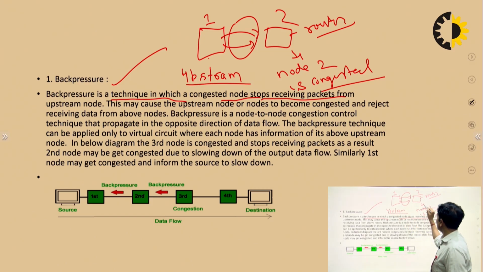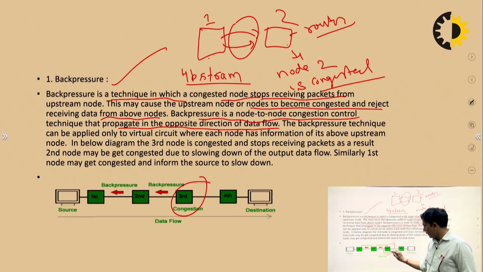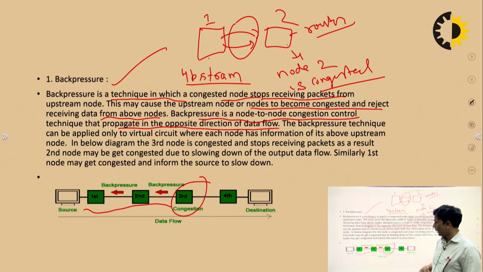This is the upstream node and this is the congested node. In that case, this may cause the upstream node or nodes to become congested and reject receiving data from the above nodes. Back pressure is a node to node congestion control technique that propagates in the opposite direction of the data flow. Like here, suppose this third node is congested and is receiving data from this path. At a particular time, the third node feels that it has become a congested node and is not able to receive the data further.